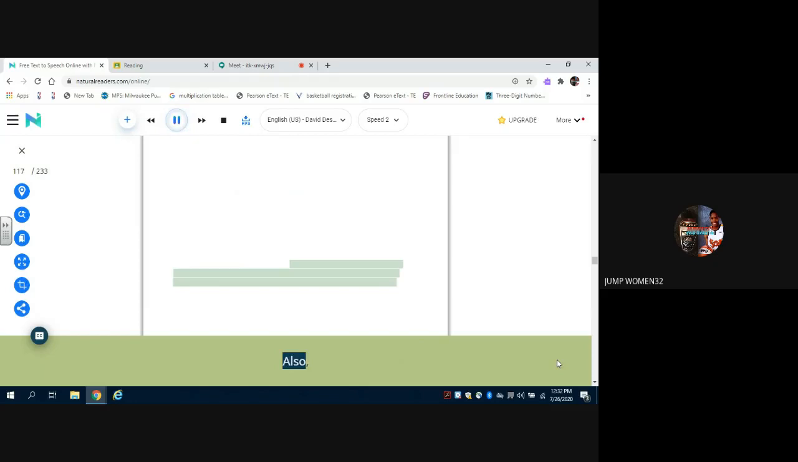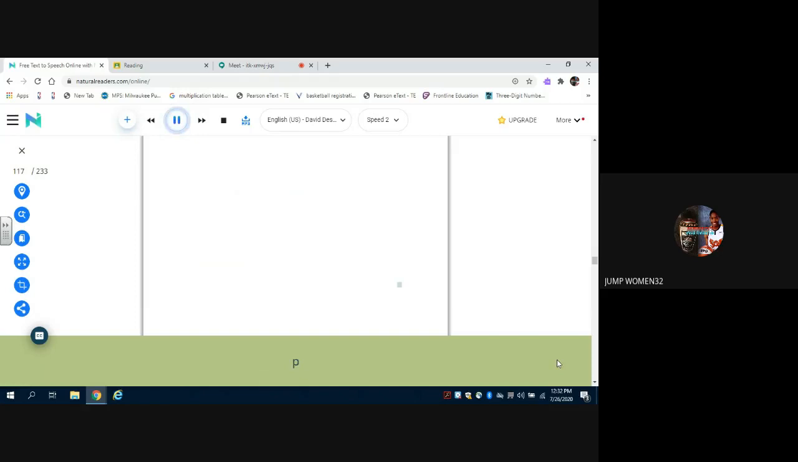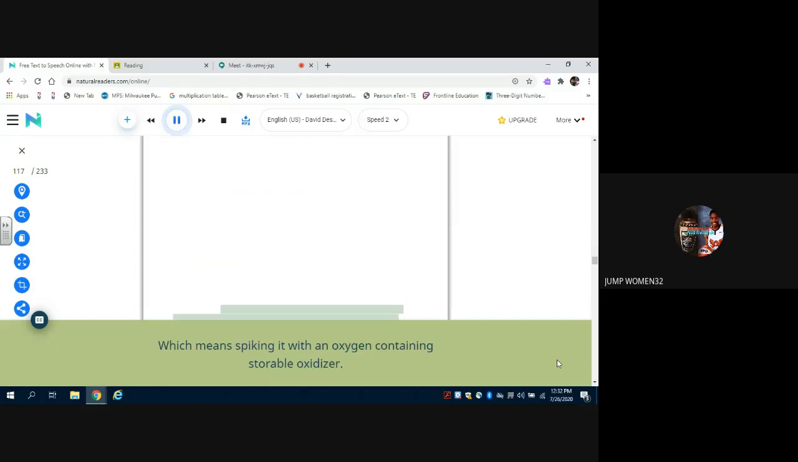Also, his professional soul, it's the only soul he has left after all these years in the business, is revolted by the thought of that free carbon and its effect on the R/C/P term and what it will do to his performance. So he decides to spike his oxidizer with a bit of oxygen to take care of the carbon. Which means spiking it with an oxygen-containing storable oxidizer. The only one of these which can live with compound A is perchloryl fluoride, PF. So PF it will be. He knows that when you have carbon and hydrogen in your system, along with oxygen and fluorine and chlorine, you generally get the best performance when the oxygen and carbon balance out to CO, and the hydrogen and the halogens balance to HF and HCl.